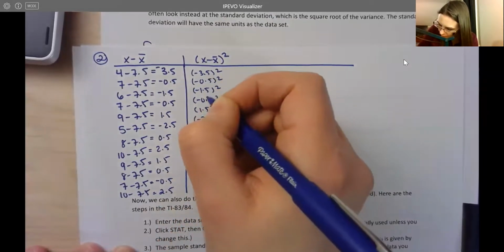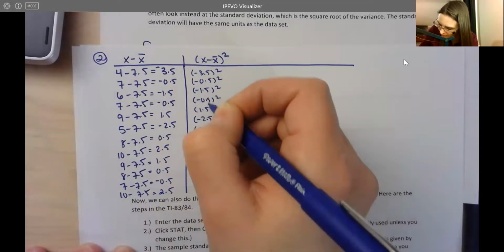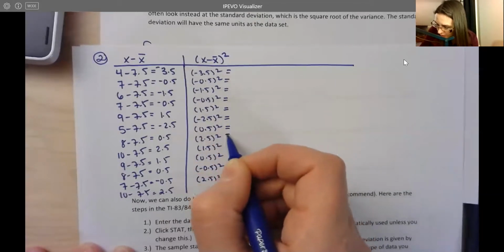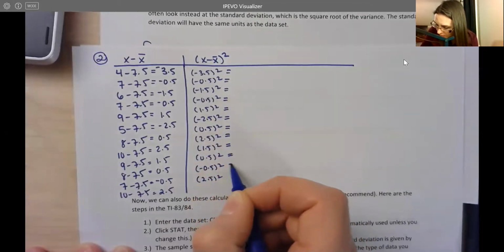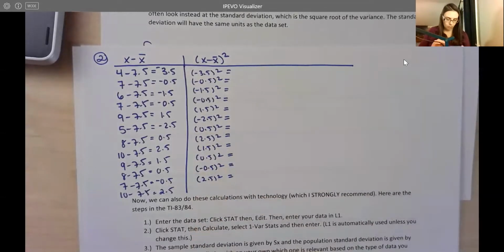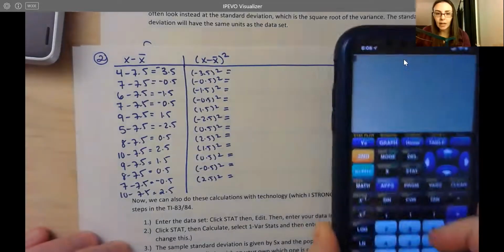See, 1, 2, 3, 4, 5, 6, 7, 8, 9, 10, 11, 12. Just making sure I have all my values. You can see this gets really tedious. It's really easy to make a mistake too, right? Just typing in a little number wrong or being just a little off in a calculation.